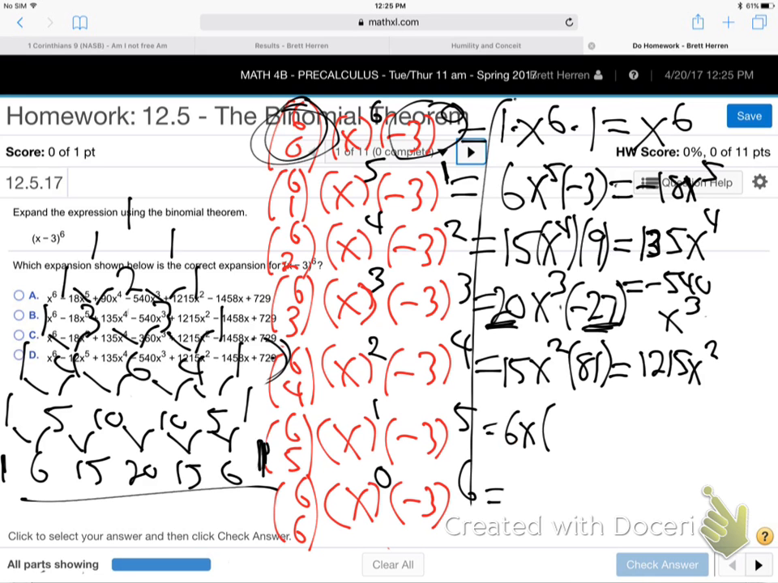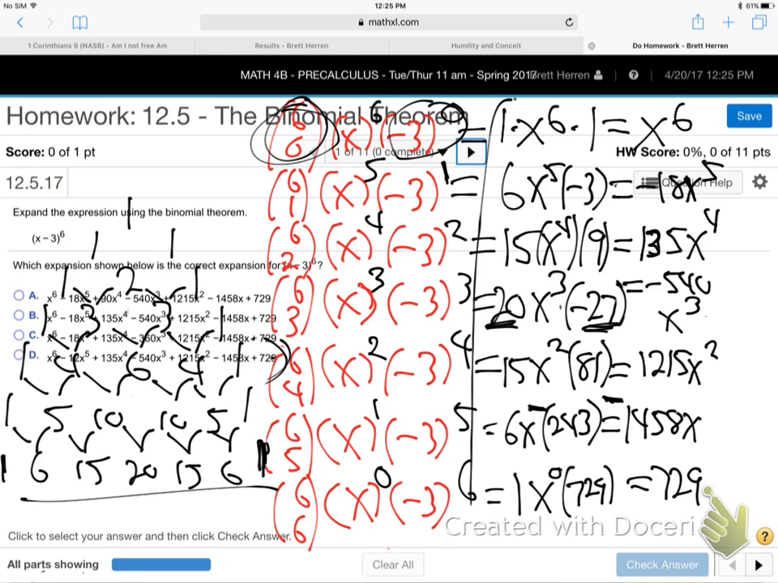And next one is what? 6 times x times, what's that, 243? What's 6 times 243? It's, I don't know, 729 double. 1458? Next, oh, negative. Is it negative? Oh, yeah, negative, because it's negative 243. Thank you. Negative 1458. Last one is 1 times x to the 0, which is 1, times some big number, 81, 729. So I think it's just 729, right? There it is. There is the answer to the whole thing done.